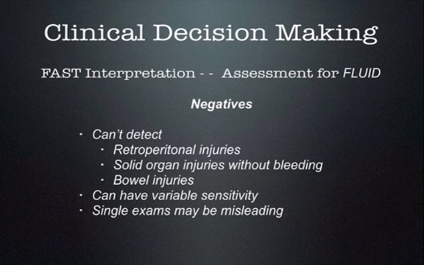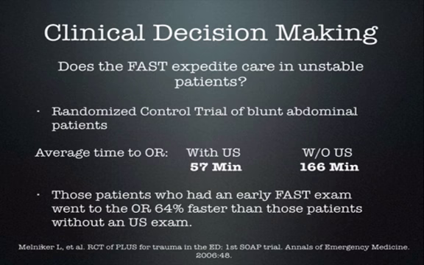You have variable sensitivity. You can't always rely on it because there may be a fast bleeder and hasn't had time to bleed into the abdomen, or maybe a slow bleeder and you haven't had time. And single exams may be misleading. So you may initially have a sensitivity of 31% and miss the diagnosis. So you should always avoid doing a single FAST exam. You should either do serial FAST exams or a FAST exam and a CT scan.